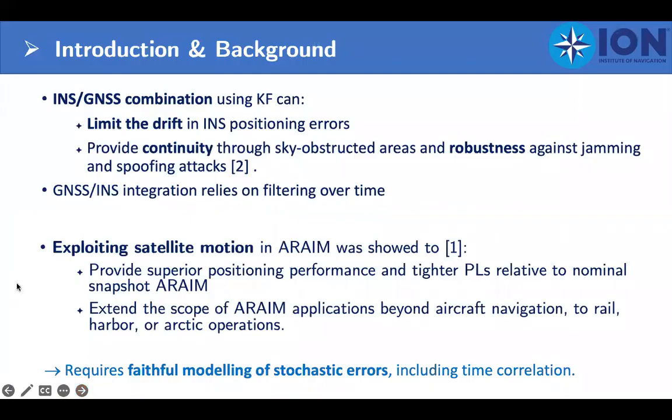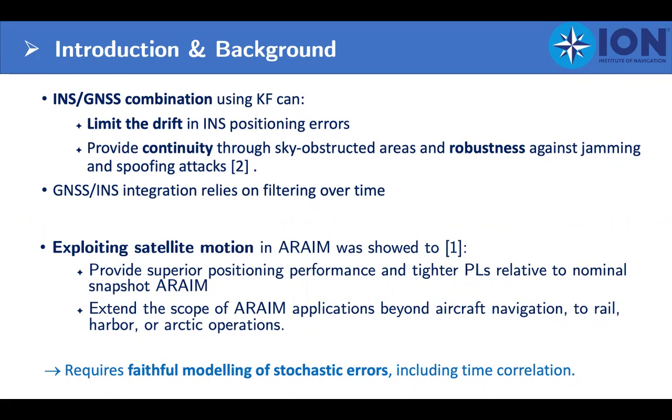So first, a small introduction and background. It is very well known that inertial and GNSS have very complementary errors. And so combining them using, for instance, a Kalman filter can be very helpful in limiting the drift of the inertial positioning errors, but also on the GNSS side of things, help provide continuity through urban canyons and robustness against the jamming and spoofing attacks.